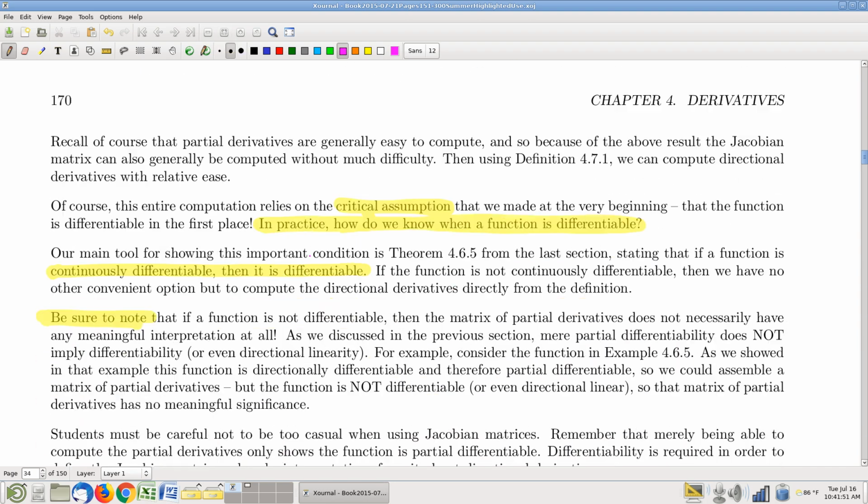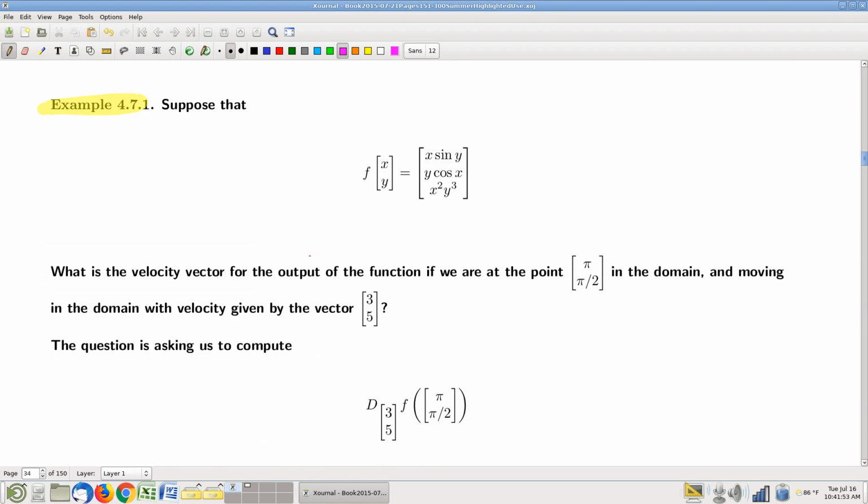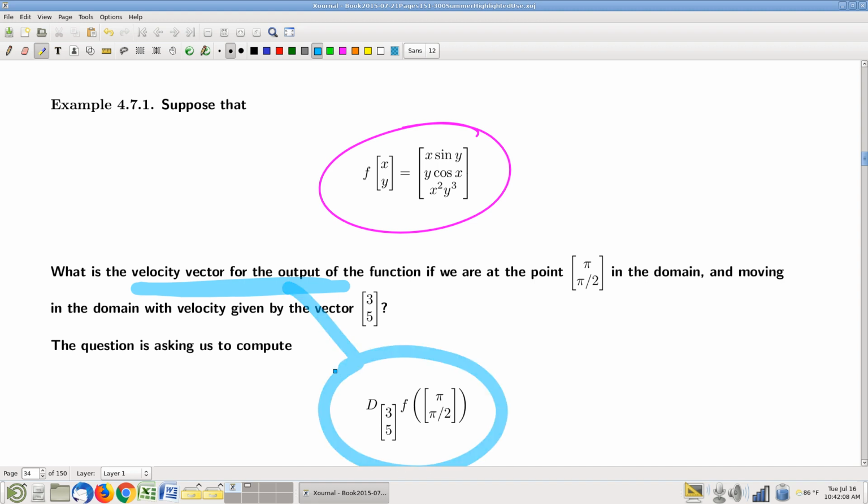Okay. So, example. Let's look at this function right here, and let's look for the velocity vector of the output. Well, velocity vector of the output, we know it's going to be a directional derivative. That's what directional derivatives are. That's old news. That's from Friday, right?